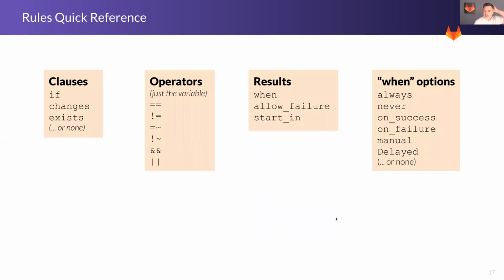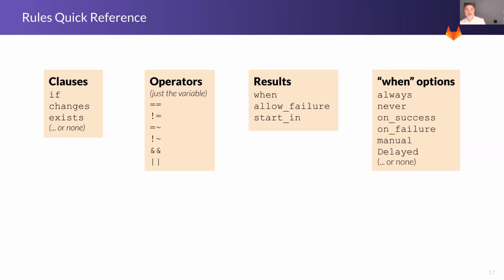All right, so here's the quick reference. Here's what you need to know. There are clauses, operators, results, and when options. So the clauses are if, changes, and exists. If is the one you're going to use by far the most. It's if and some expression using variables. Changes allows you to look for which files have changed. Exists allows you to look for which files exist.